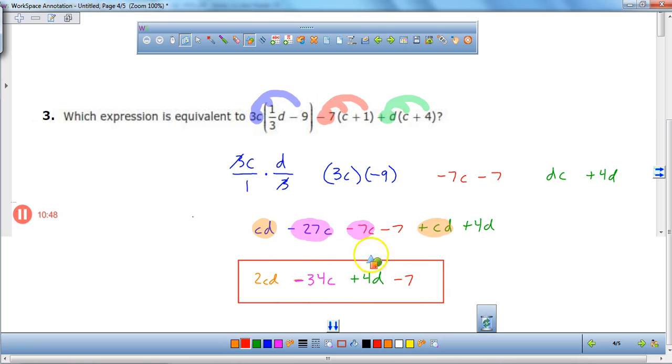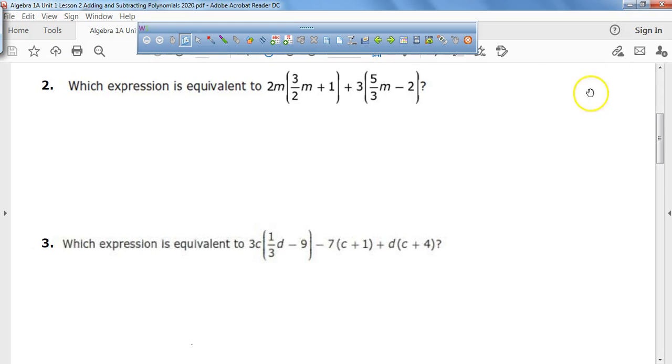We have a total of 2 cd's when we add those together. We have a total of negative 34c's right there, so minus 34c. And then we have a plus 4d and a minus 7, and that's your expression totally simplified. So basically, there's two things you're going to be doing. You're going to distribute and combine like terms. That's it. Every single one. Distribute, combine like terms for those.